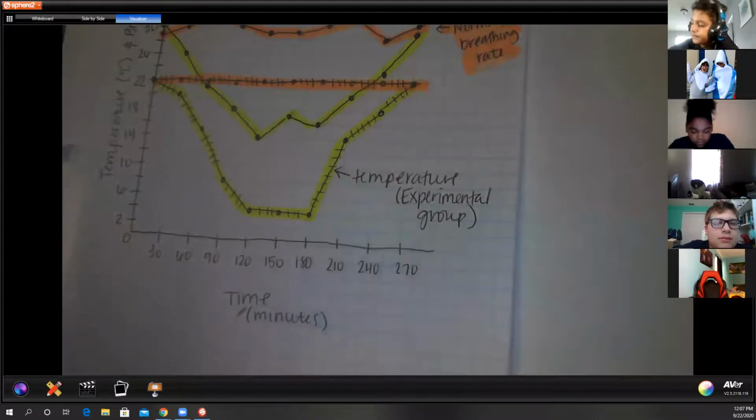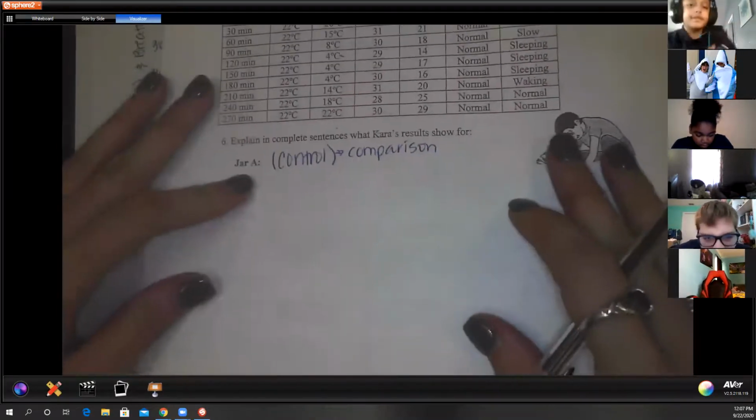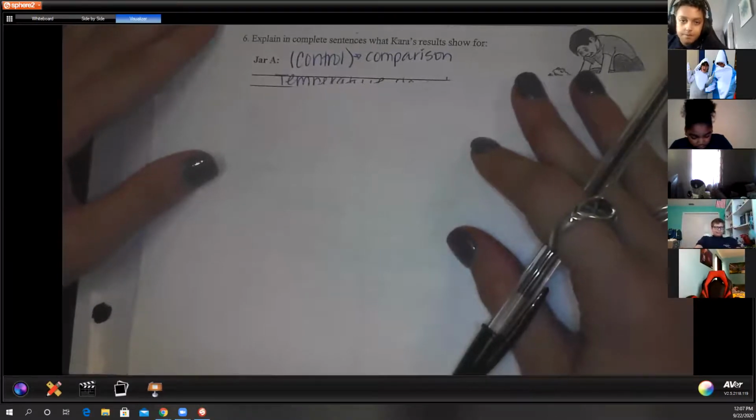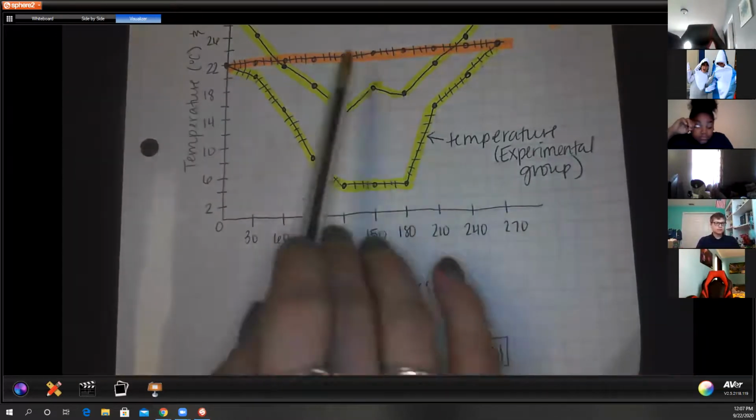So what I want us to look at on the bottom of our paper, where it says jar A. Everybody look at where it says jar A at the bottom of our data table. Mine's already completed, so I gotta get a blank one. I'll just use this. So when it says jar A, my control, what did we notice for jar A? Remember, that's our control.